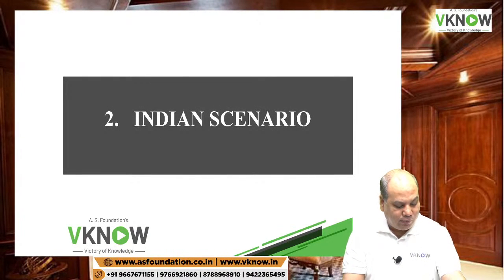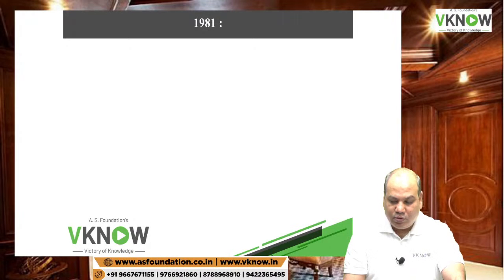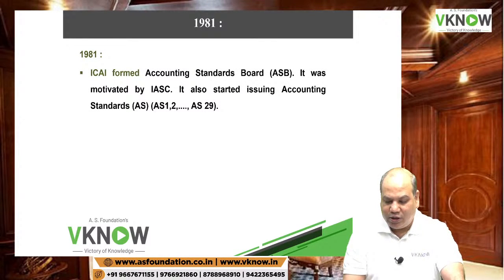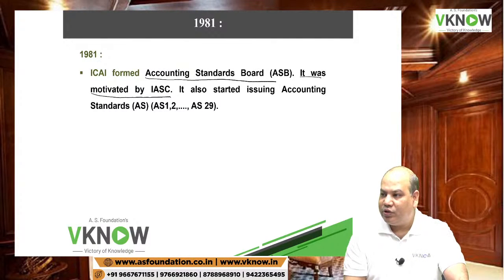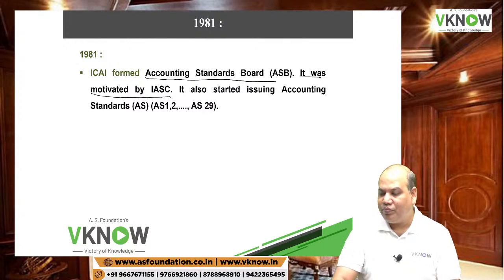Now we'll come to the Indian scenario. That was like a background for IFRS. Now we are more interested in the Indian scenario. What is the significance of 1981 in the Indian accounting standard history? In 1981, ICAI had formed the Accounting Standard Board, ASB. And it was motivated by the International Accounting Standard Committee. So at global level, IASC was formed around this time. In India, the Institute of Chartered Accountants of India also formed ASB.